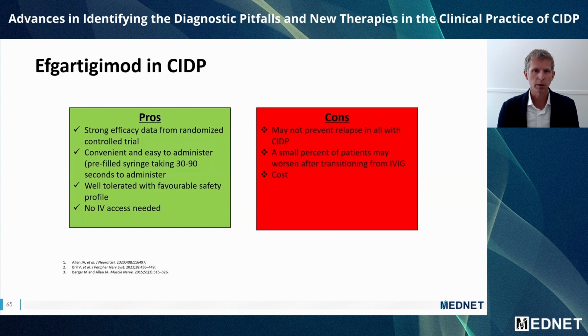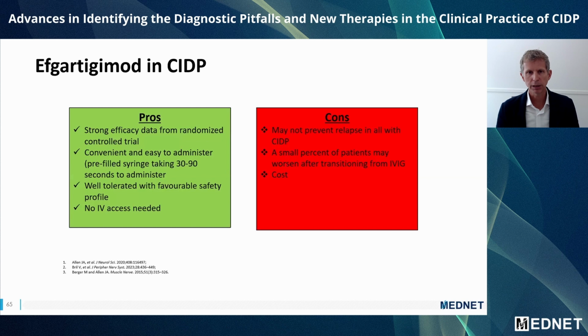Efgartigimod, like all our other therapeutics, has pros and cons. The pros include the efficacy data, now confirmed in the ADHERE study. One of the big pros of efgartigimod is also its ease of use relative to some of our other therapeutics. It's a subcutaneous injection, one needle administered once per week, and it takes about 30 to 90 seconds. So relative to some other therapeutics, it's fairly easy and convenient for patients. It can be administered with a pre-filled syringe. There are some local side effects, but otherwise it's fairly well tolerated.